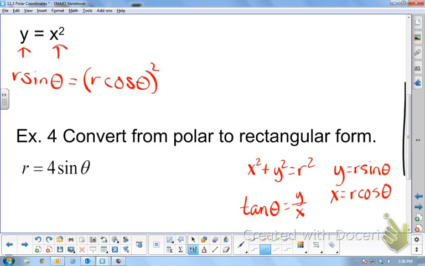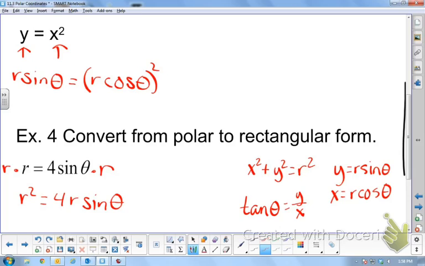So quite often when we solve something like this and we're trying to go from polar to rectangular, we're going to need to multiply everything by r. But if we choose to multiply by r, we must do it to both sides, because what you do to one side of an equation, you must do to the other side. So we'd get r squared equals 4r sine theta.